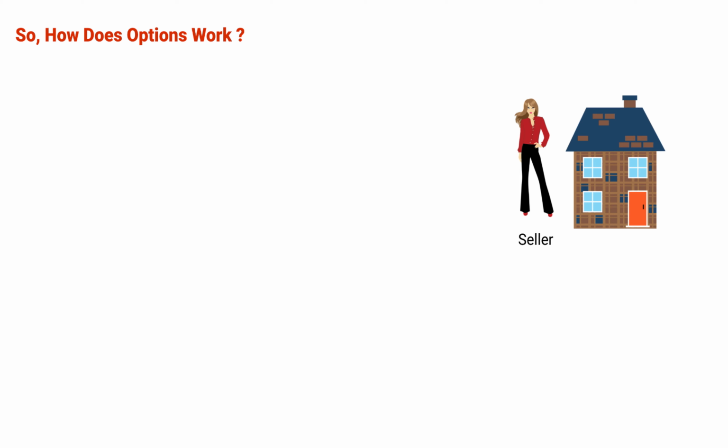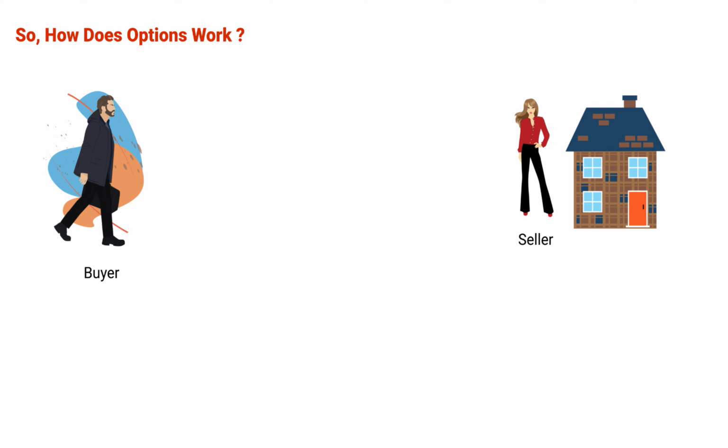So, how does options work? Let's say Lucy would like to sell her house and Tony would like to buy a house, but the house cost $100,000 and Tony right now doesn't have that much money. But he would like to enter an agreement with Lucy saying that I will purchase this house within 2 months at $100,000 price and I will pay you $1,000 as a contract value. If I am unable to purchase the house, you can keep the $1,000.